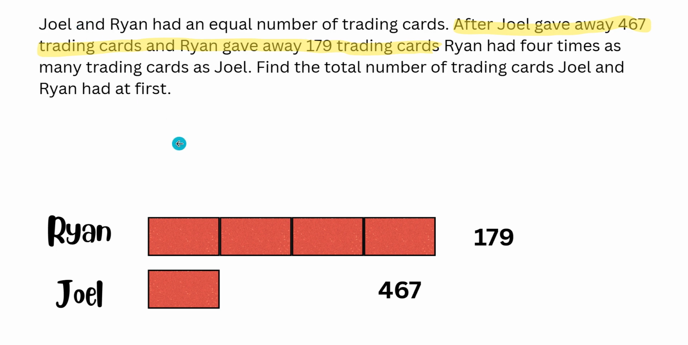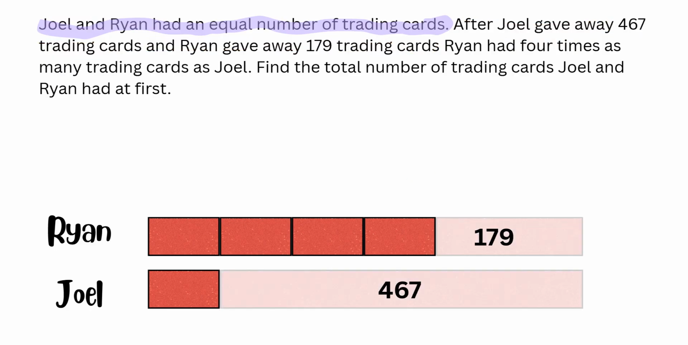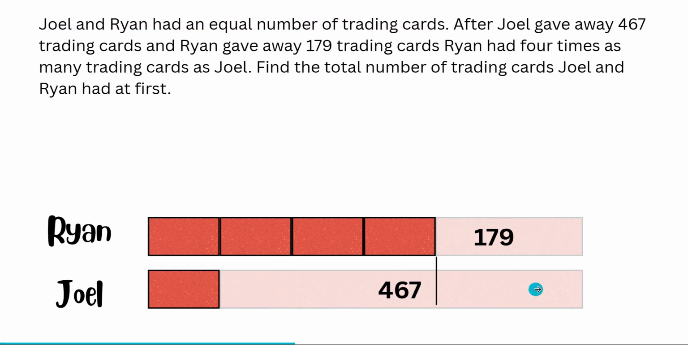And now we go back to one statement before that. Before that, what was the status of Ryan and Joel? Both had an equal number of trading cards. So let's draw a diagram to represent that here. It has to be something like this, because they had an equal number of trading cards. So the total size of what Ryan had and the total size of what Joel had should be equal. And when you look at this diagram, this portion is 179. So an equal sized portion here should be equal to 179. So let's put that here.